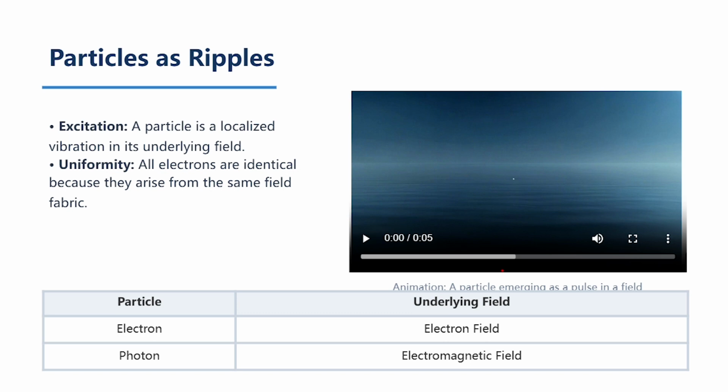To visualize this, let's watch how a pulse emerges from the fabric of the field. Notice that the pulse isn't a separate entity. It's the field itself doing something specific.